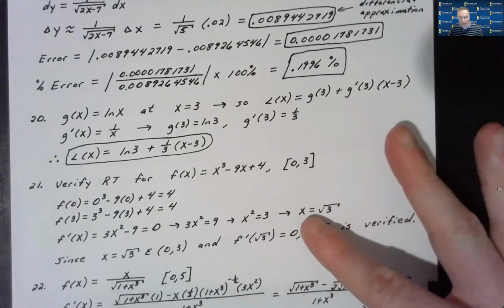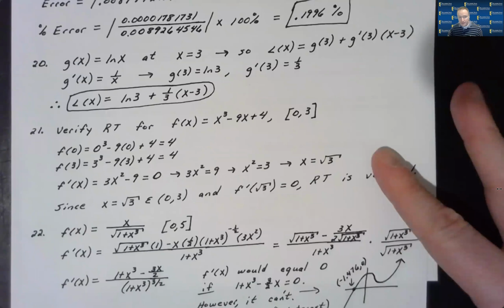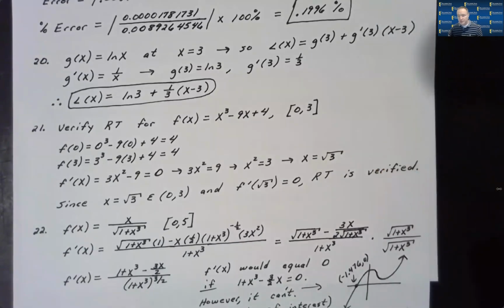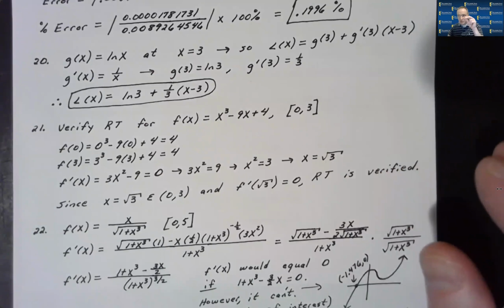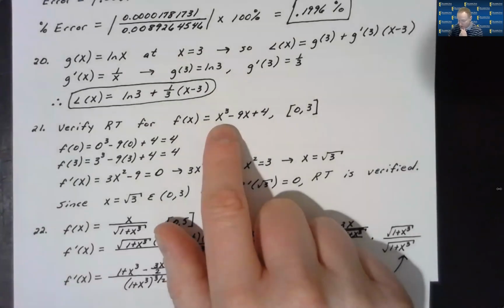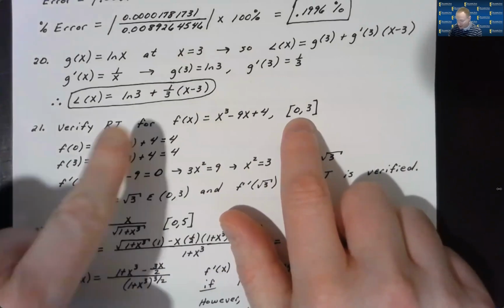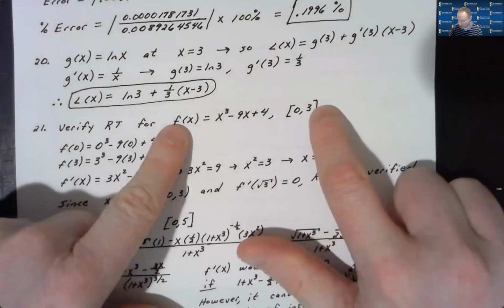The next one for 21, this moves into section 4.2, where it talks about Rolle's theorem. And remember, Rolle's theorem says that if a function on an interval starts and ends at the same place, it says if f of a and f of b are equal to one another, then you know that there has to be some point c in between a and b where the derivative is equal to 0. All right. So in order to verify Rolle's theorem for any function on any interval, you have to first show me that the function has the same y value at the beginning point and at the end point.